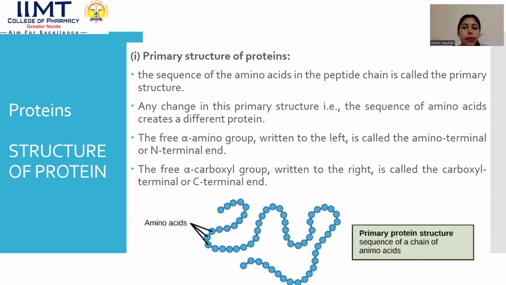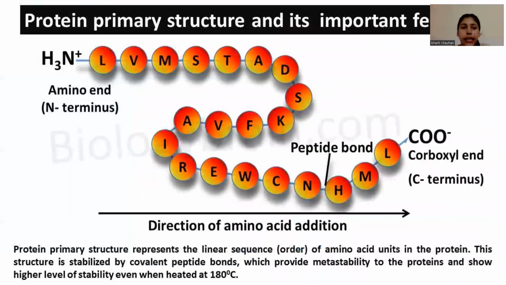The sequence of amino acids in the peptide chain is called the primary structure. In primary structure, we talk only about the sequence of amino acids, right? Any change in the primary structure, that is the sequence of amino acids, creates a different protein. Then we will see here in the next slide, there is a structure of an amino acid sequence, right?